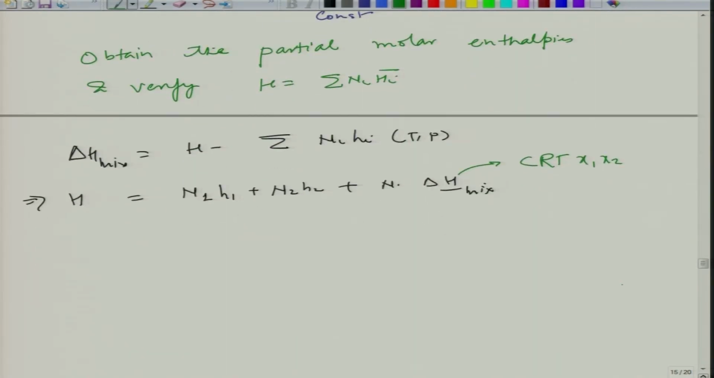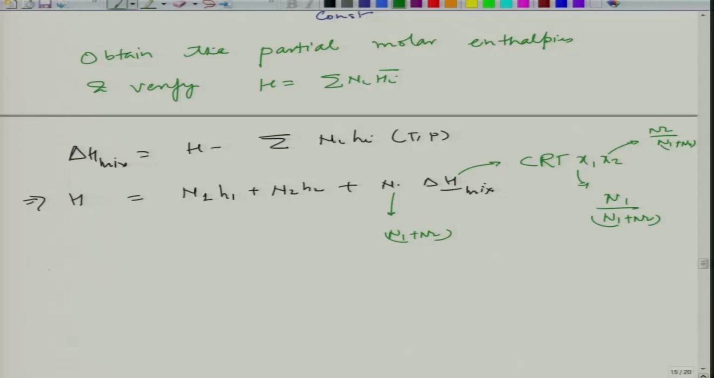Now, I can use x1 as n1 by n1 plus n2. Similarly, x2 is n2 by n1 plus n2, and this is nothing but n1 plus n2, right. So, I have this information of H. Now, from this expression, I should be able to calculate the partial molar enthalpy for component 1 and the partial molar enthalpy for component 2. In order to get that, let me first take the differentiation. That is how I am going to write it.